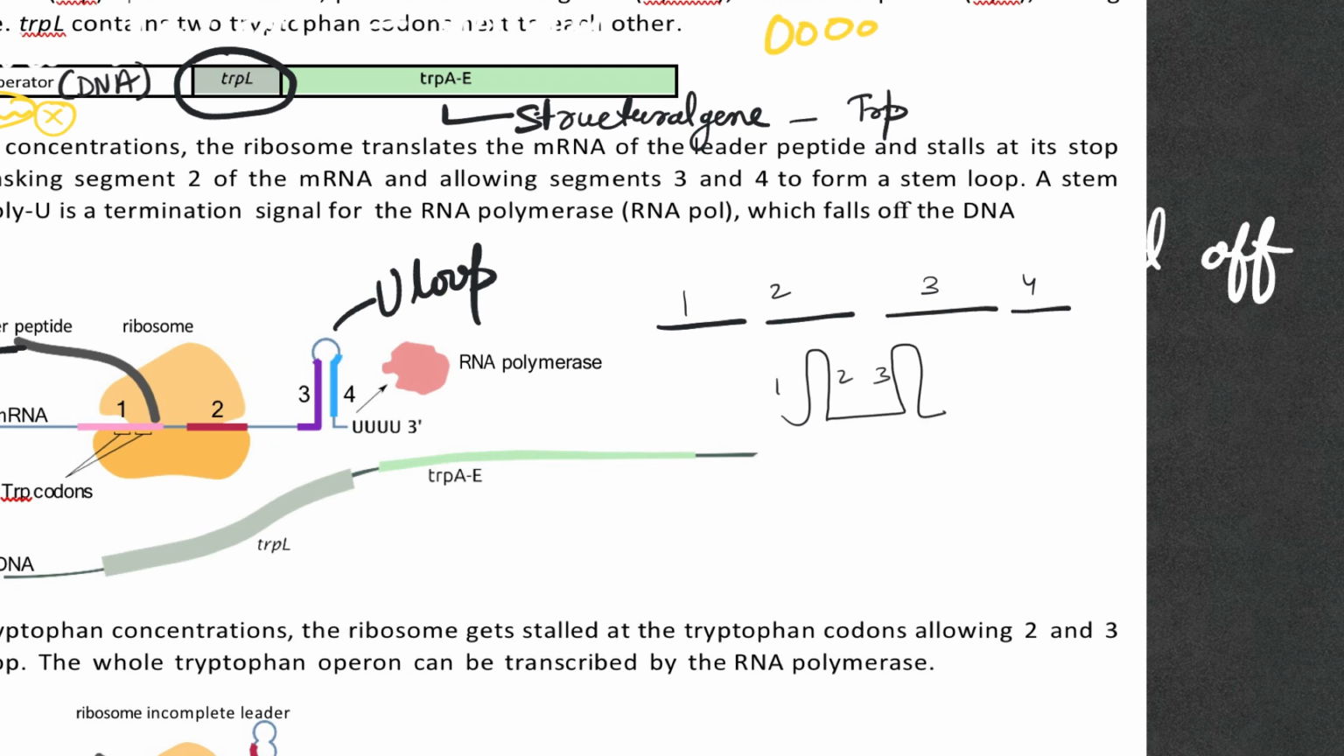1 and 2, 3 and 4 can form loops. Or 1 remains unlooped, 2 and 3 form loops, and 4 again remains unlooped. Now, the termination signal here is a 3-4 loop and a poly-U. If I have a 3-4 loop and poly-U, that would be my termination signal. I want that my operon should not transcribe and translate if I have enough tryptophan.